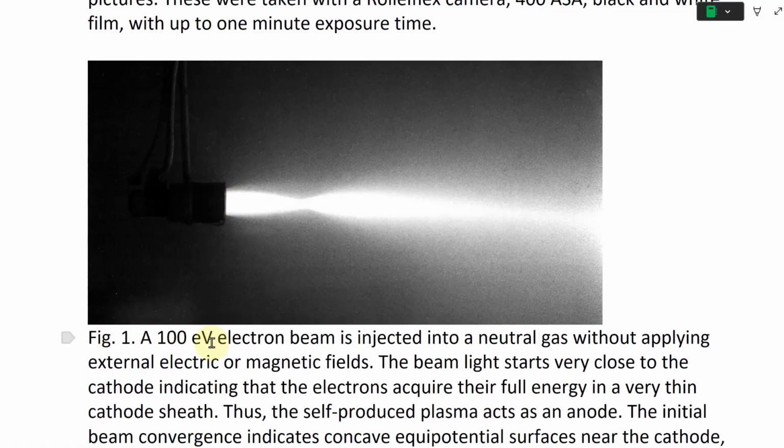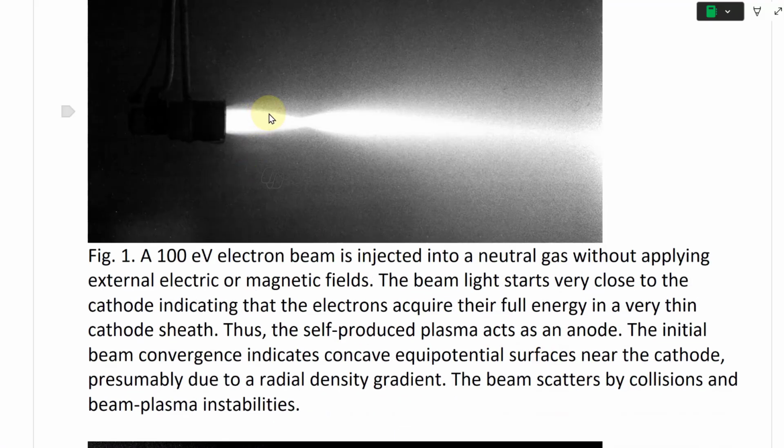Figure 1, a 100 eV electron beam is ejected into a neutral gas of argon without applying external electric or magnetic field. So there's no electric or magnetic fields. It looks like this. Interesting how it dips in like that and then pulls it up. The beam starts very close to the cathode, indicating that the electrons acquire their full energy in a very thin cathode sheath. Thus, the self-produced plasma acts as an anode, so the negative side. The initial beam converges, indicates concave equipotential surfaces near the cathode. Interesting. I gotta read up on this.